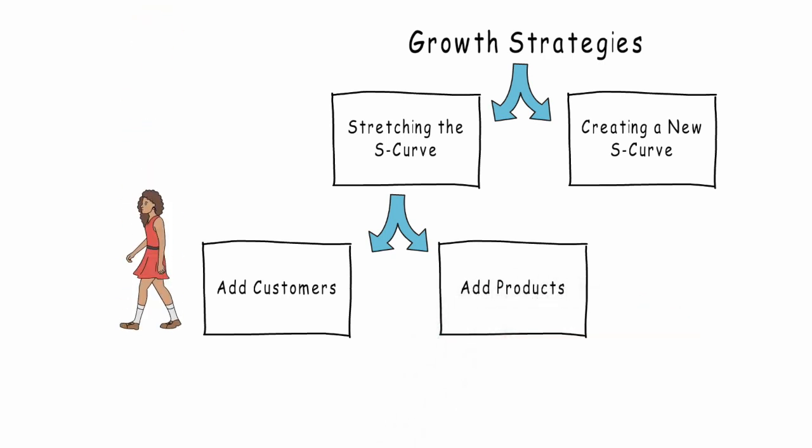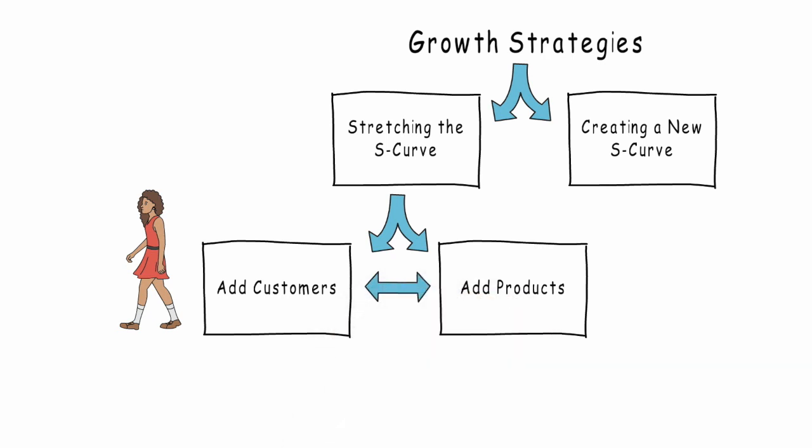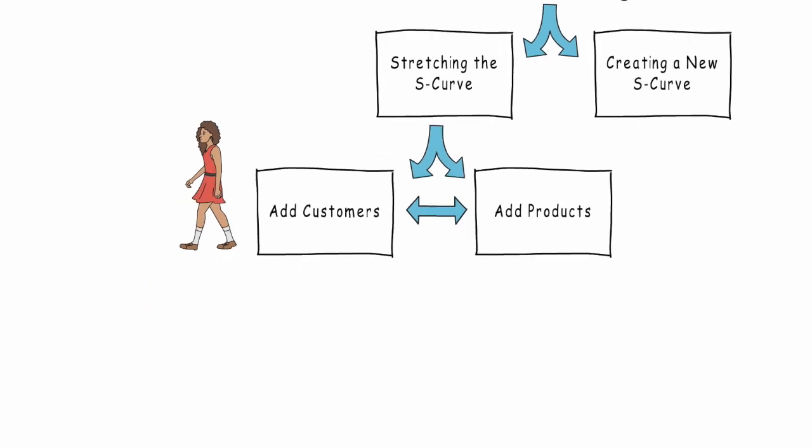Think of it like walking. You constantly shift your weight from foot to foot to move forward. In the same way, you should oscillate back and forth between adding customers and adding products in a desire to grow over the longer term. Don't try to do both at the same time. Many companies have failed doing so because of the lack of focus and increase in risk.